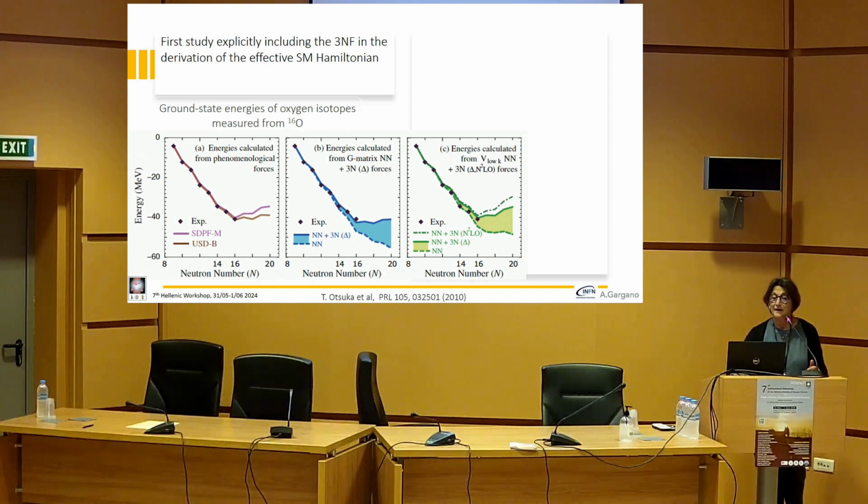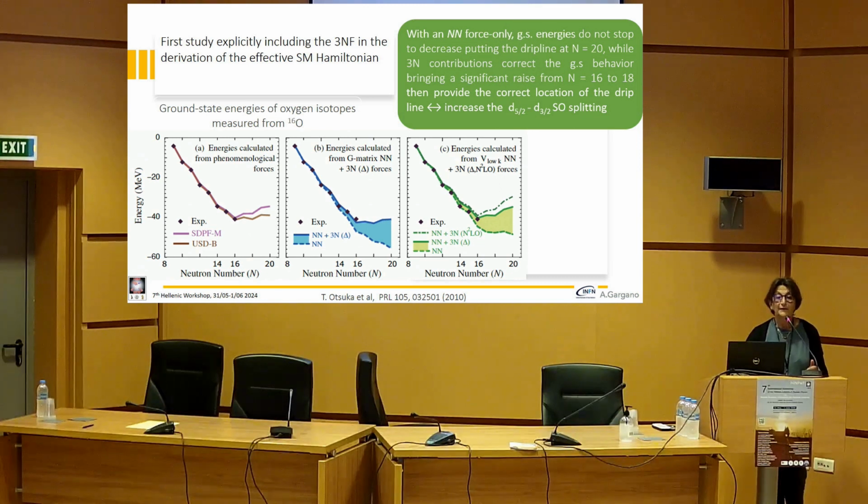When we use instead a microscopic nucleon-nucleon force, we see that the energies do not stop decreasing, putting the drip line at N equal to 20. While including the three-body contribution corrects this behavior and locates the drip line correctly at N equals 16. And this is again related to the effect of the effective single particle energy, in particular to the spin orbit splitting between the d5/2 and the d3/2 orbitals. But now let's come to our calculation.